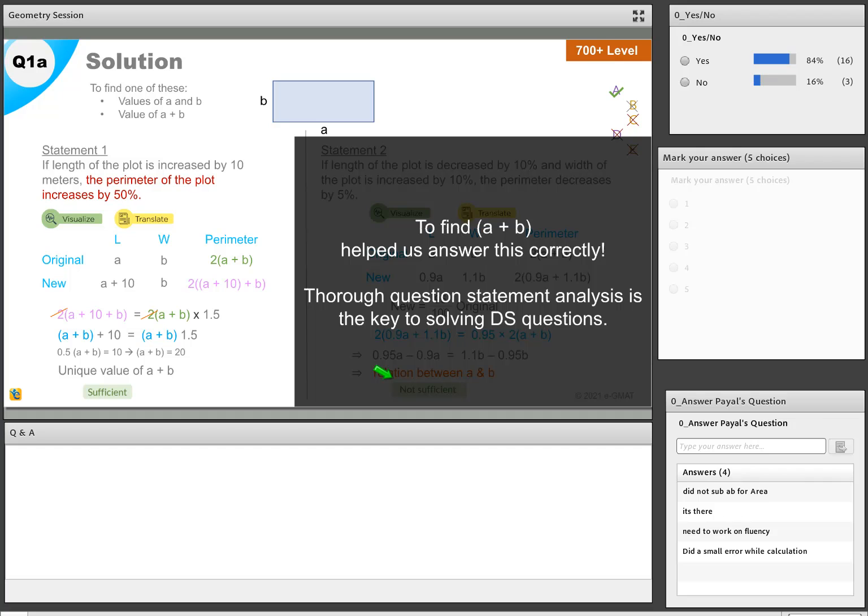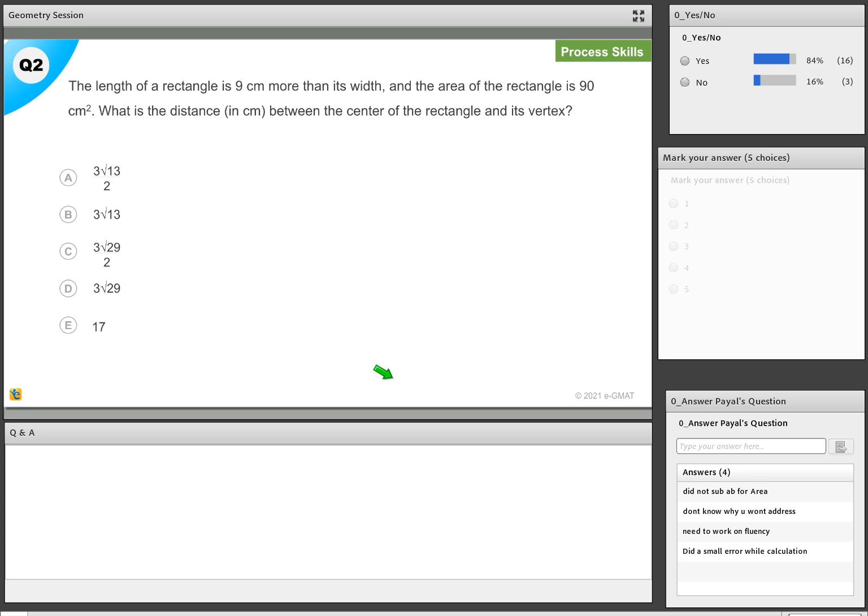Now again, what was so special about this question, the other version of this question? The emphasis on doing thorough question statement analysis. That is what was really specific about this question. Had you not done detailed analysis of the original statement, you would not have concluded that even just knowing the value of A plus B would be sufficient to answer this question. Let's now move to our next question.